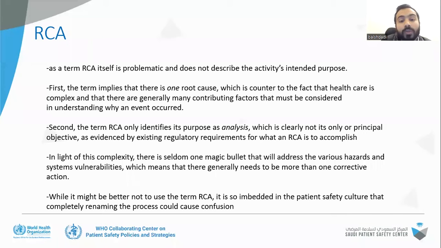Second, when we say root cause analysis, it only identifies that we are doing this for analysis, but this is not the intended or principal objective. We know that we are doing it to build a corrective action plan. We know this is complex, and in light of this complexity, there is no magic bullet that will address the various hazards and risks in our system. It might be better not to use the term root cause analysis, but it is so embedded in the patient safety culture that completely renaming the process could cause confusion. So can we go next, please?